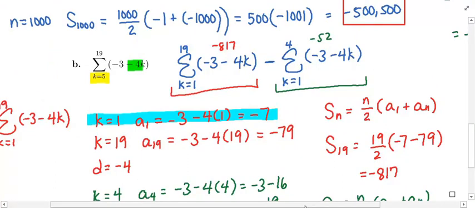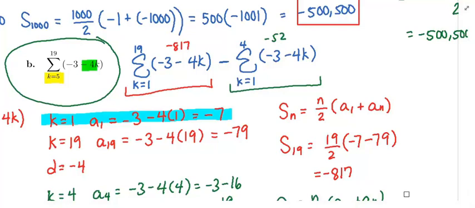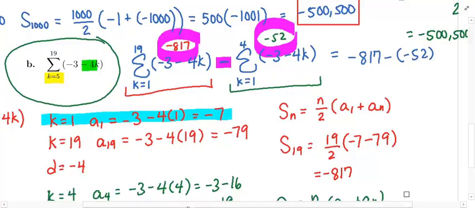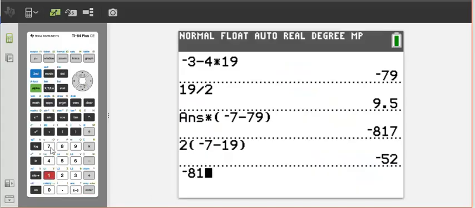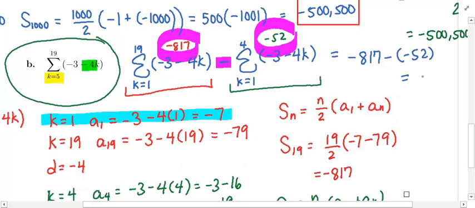Now we're going to be able to compute the overall summation here. We're going from 1 to 19, getting that value, and then subtracting out the sigma from 1 to 4. Be careful here. We are doing this minus this. So get your signs right. The answer is going to be -817 minus -52. So let's go do that. -817 minus -52.